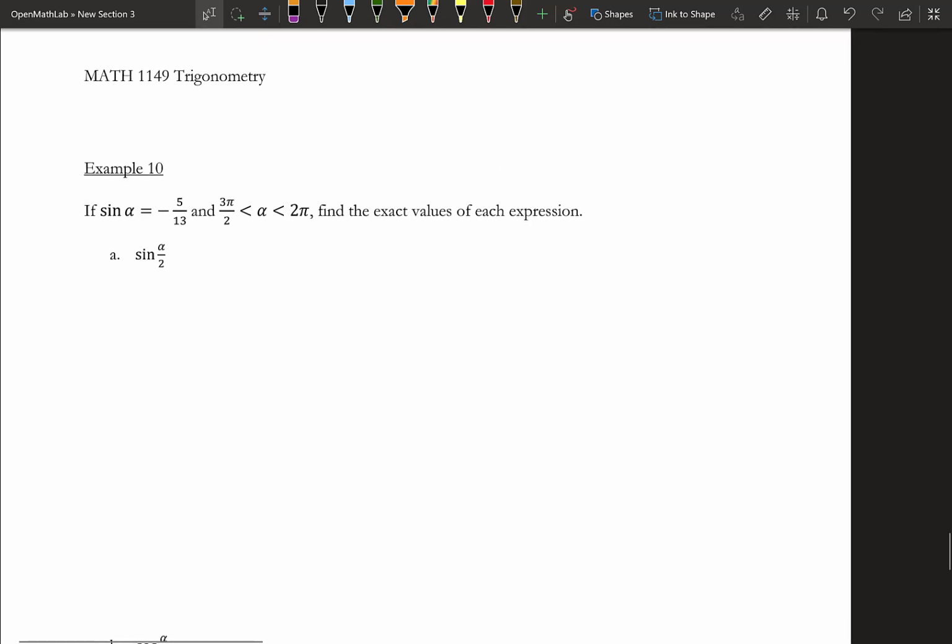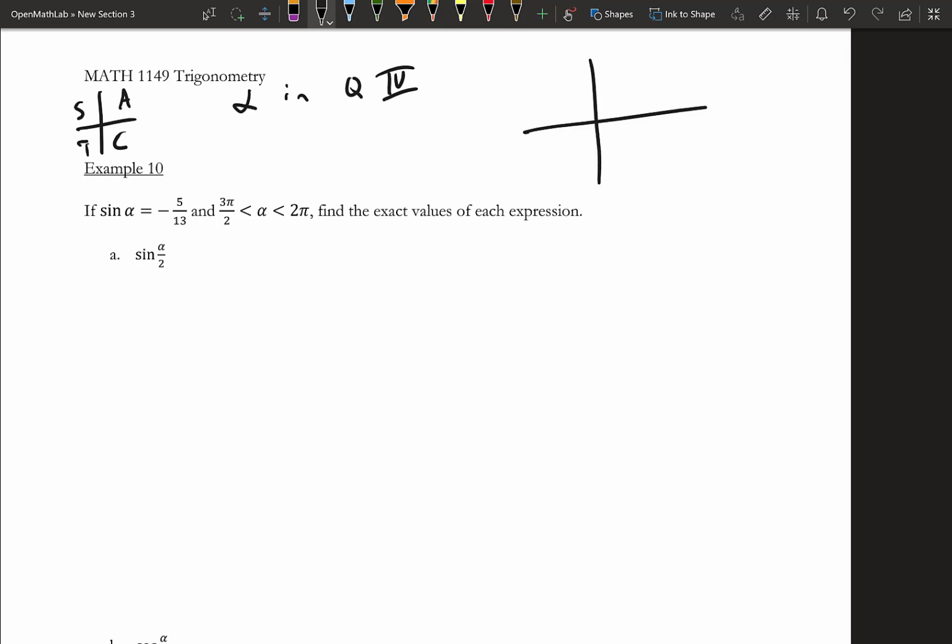Just some notes here. Let me remind us, All Students Take Calculus. So alpha is going to be in quadrant 3. Wait, no, it's in quadrant 4, right? So alpha is somewhere in here, and that's what's provided here. It's in between 3 pi over 2 and 2 pi.